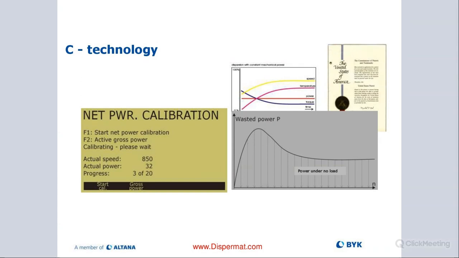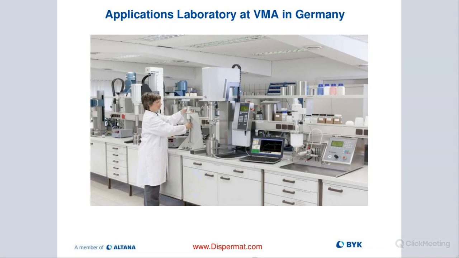I can also, with the C technology, do what's called a net power calibration. That could be interesting because when the machine runs without product, it's already basically showing a torque value and so on, because it's moving its own parts. And by doing a net power calibration, I can factor out those values. So when I look at energy input or torque value, then I'm looking exactly at the numbers that pertain to the processing of my material without the noise from the machine. That's what that does.